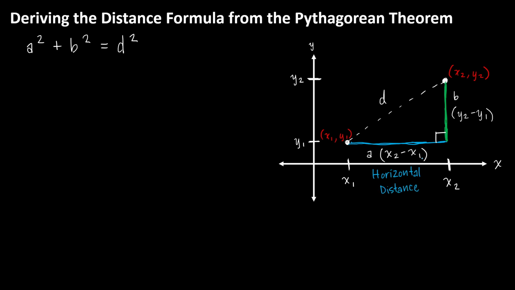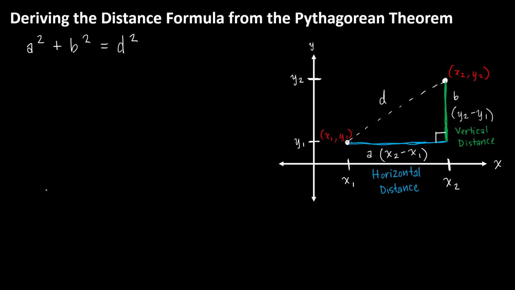This could be any length. And B represents the vertical distance. This may make more sense once we put some actual numbers to it, but I wanted to show you algebraically how we get to this distance formula.